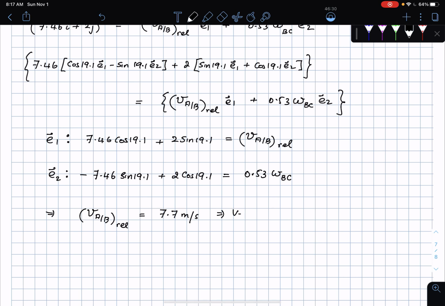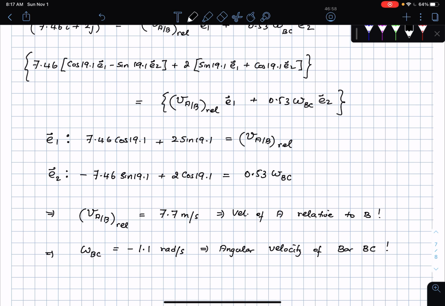This is the velocity of A relative to B. Okay, and then I can also solve for omega BC, which I end up getting as a negative number here. It's minus 1.1 radians per second. This is the angular velocity of the bar BC. Alright, this is fantastic. All I need to do is do the accelerations and then call it a day.